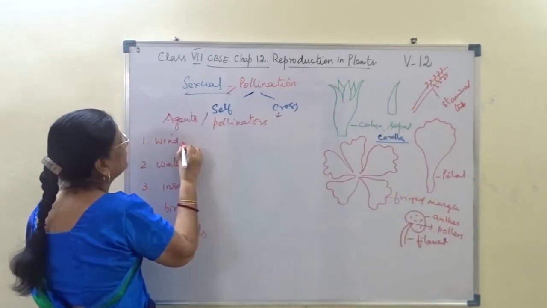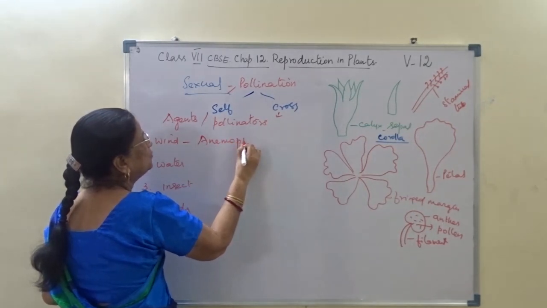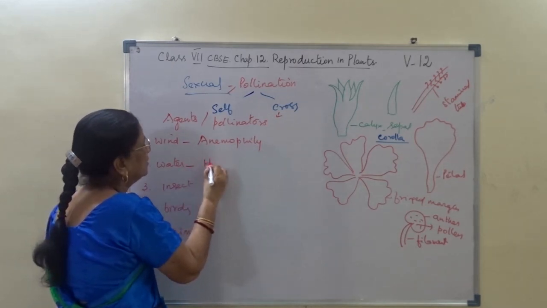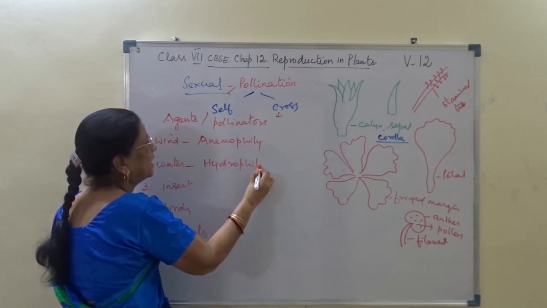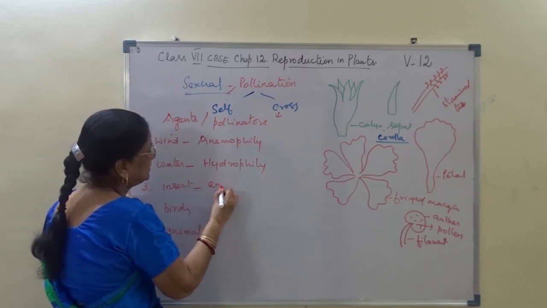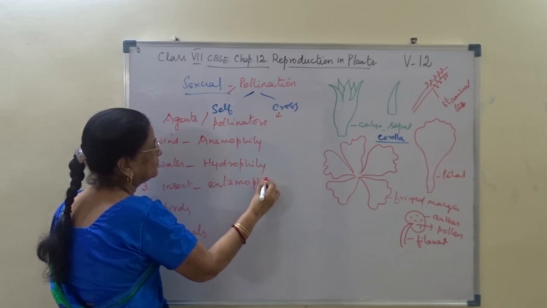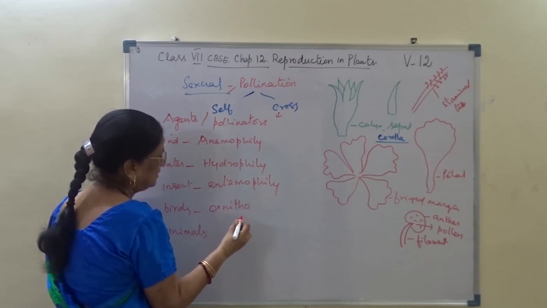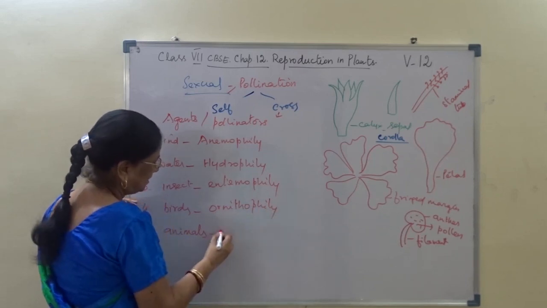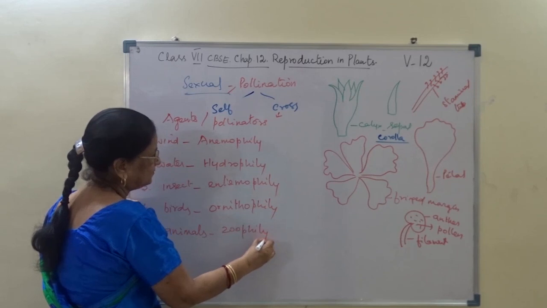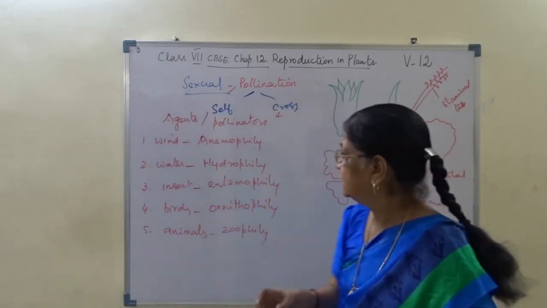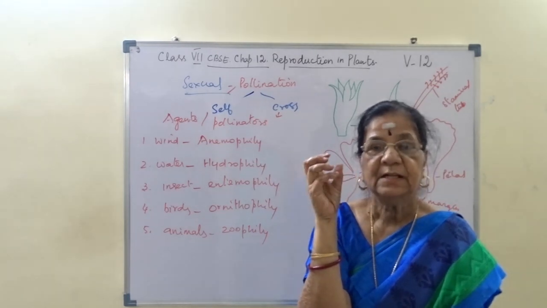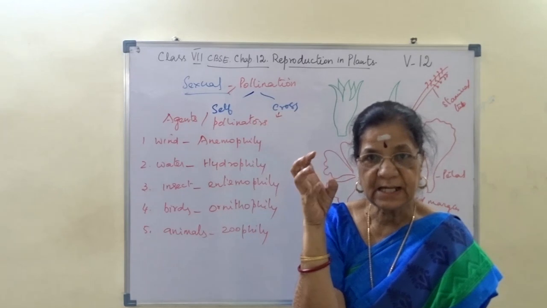Now wind pollination is also called anemophily. Water pollination is called hydrophily. Insect pollination is entomophily, pollination by birds is ornithophily, and pollination by animals is zoophily. I hope you understand. In wind pollination, anemophily, the flowers are light in weight and have some appendages such as hairs or wings.